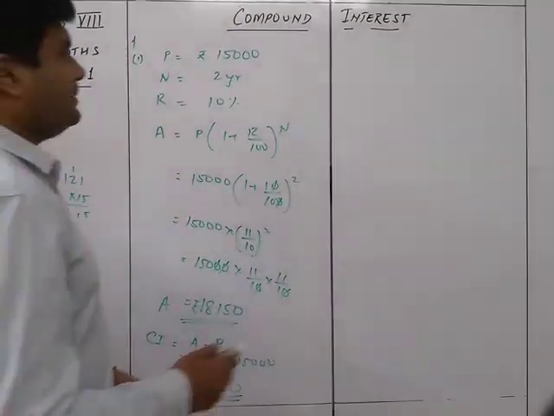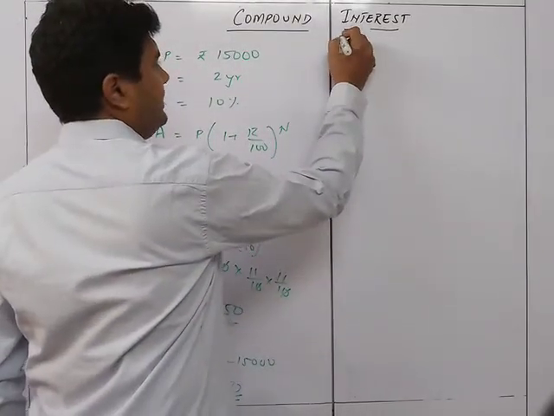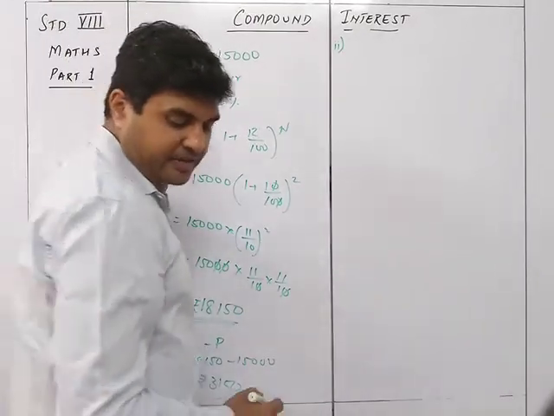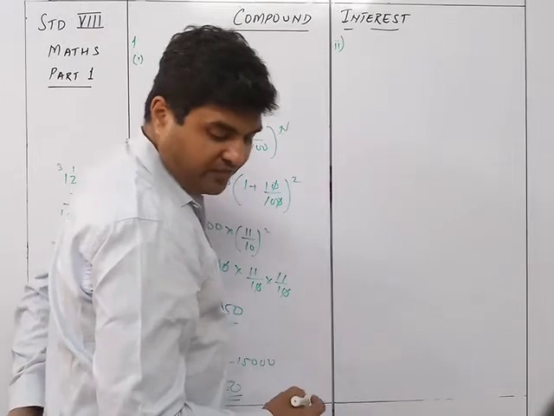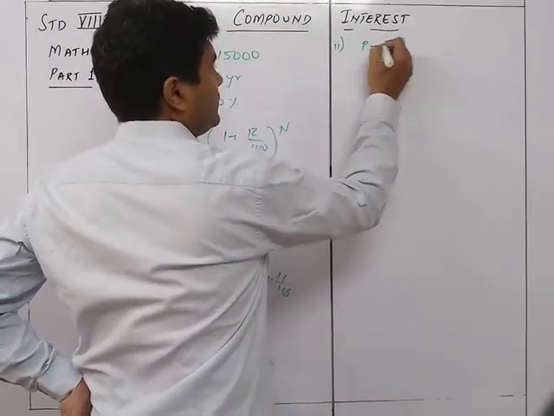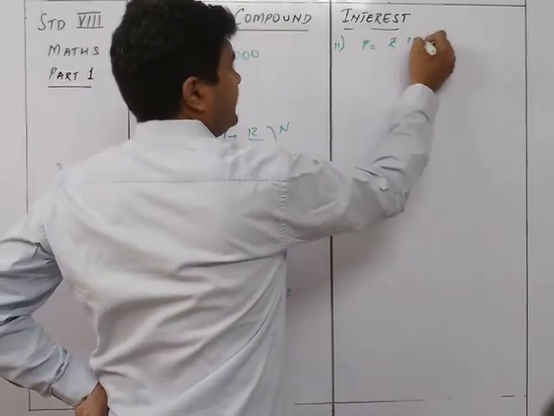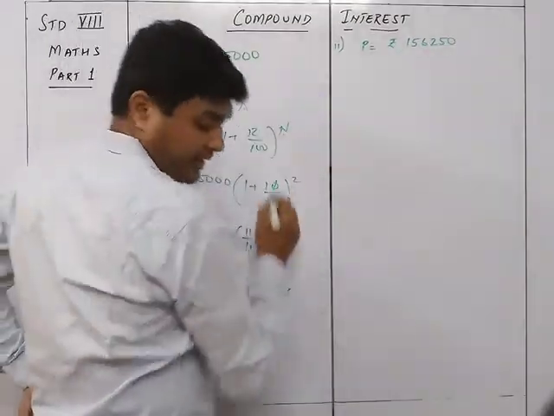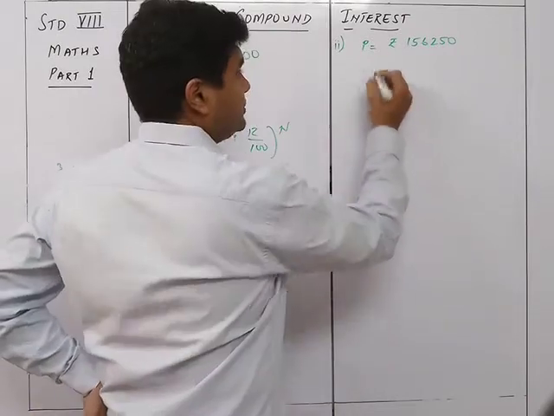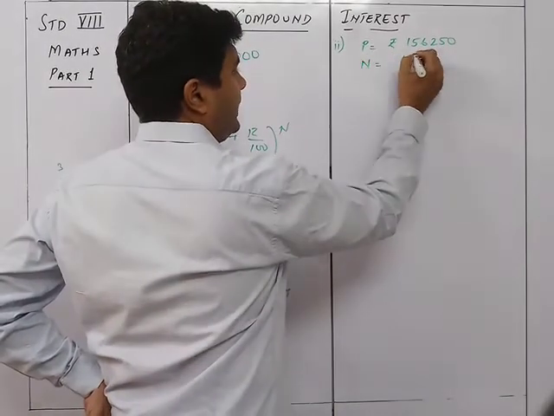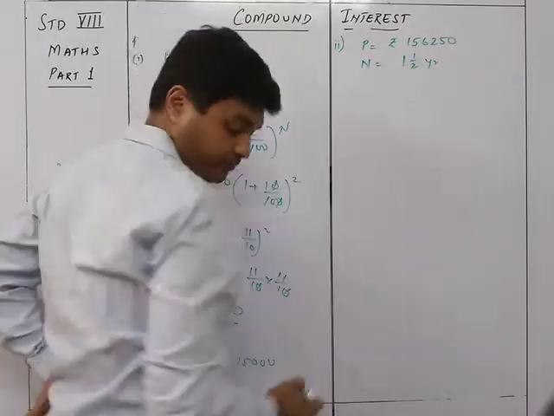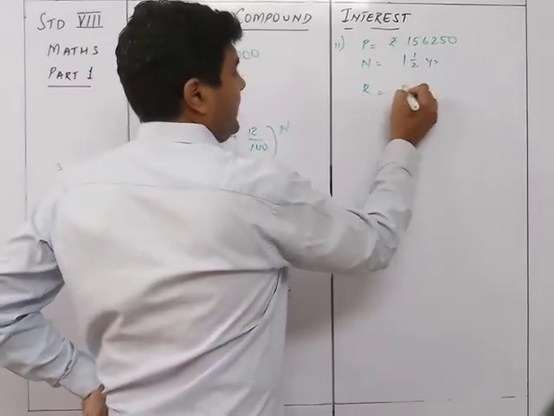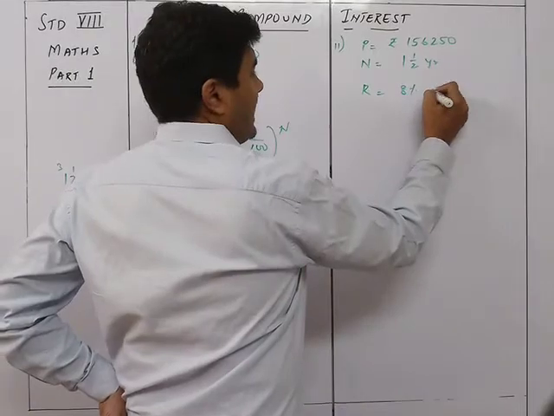We move on to the next sum, that is sum number 2. The principal is given as 156,250. So principal is equal to rupees 156,250. It is for 1.5 years, so n is equal to 1.5 years. And R is equal to 8% per annum.